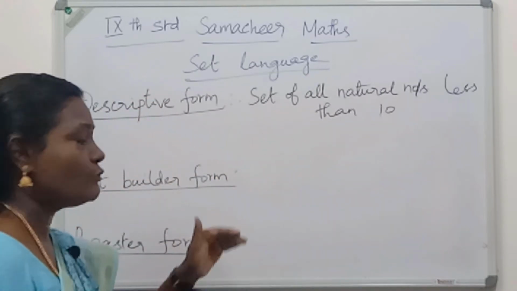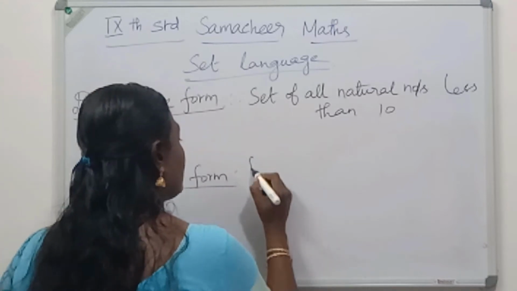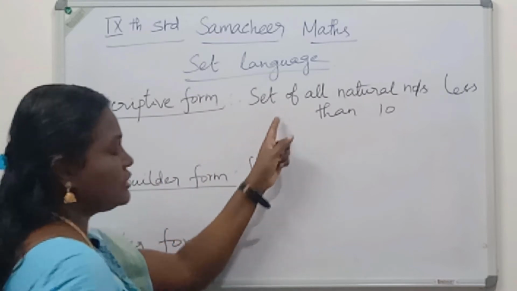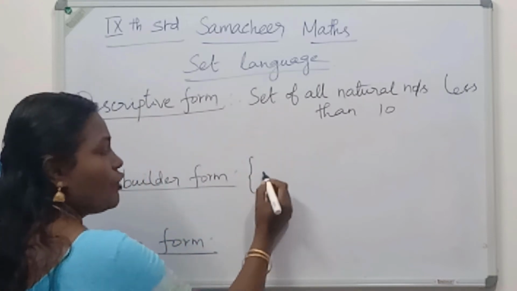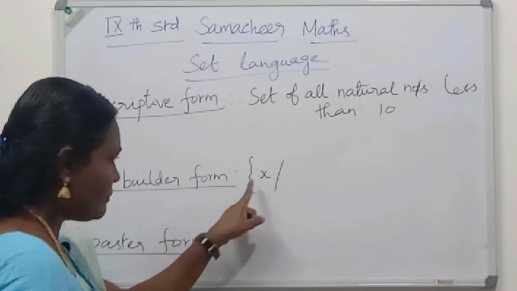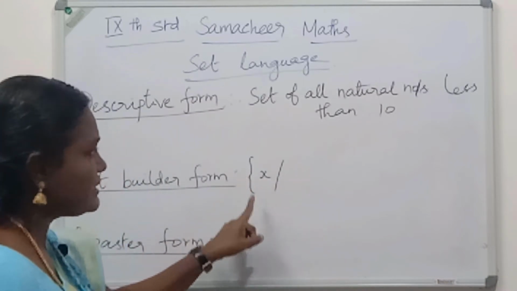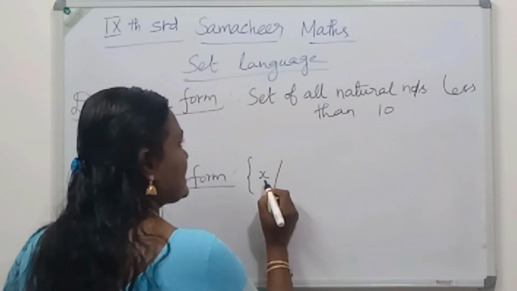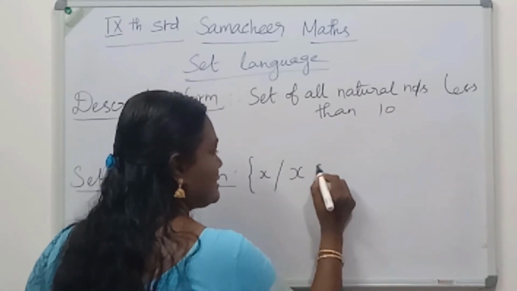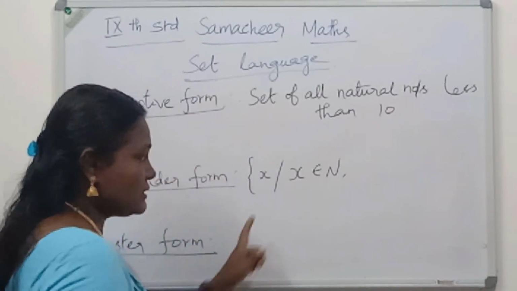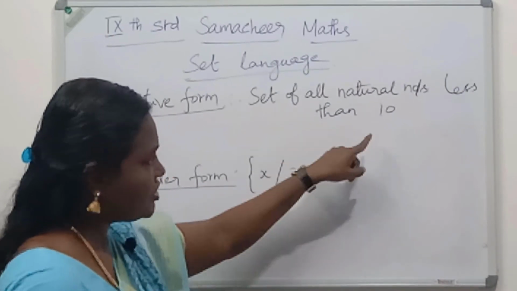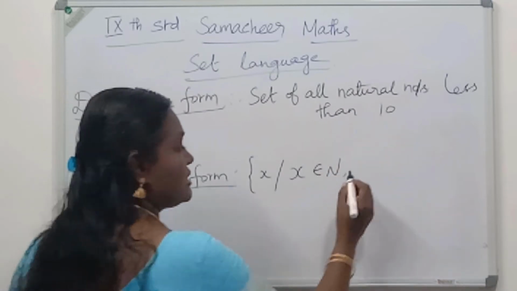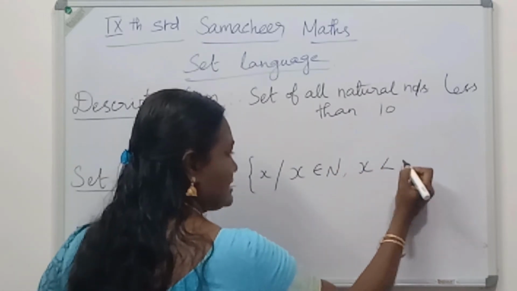Set builder form: we have to give the elements by a particular rule. It is called a set builder form. So how to represent this set in set builder form? Set of all x such that x is an element of this set. What is the set? The set is nothing but all natural numbers less than 10. How do you represent it? x belongs to N, a natural number. The second condition is that the element should be less than 10. So we have to write the second condition, that the element should be less than 10.